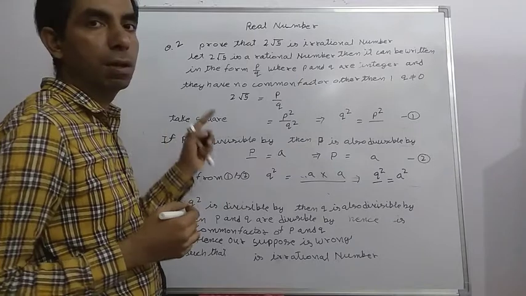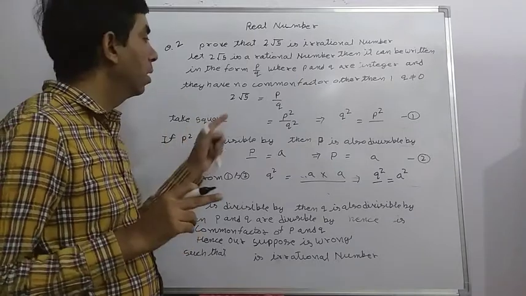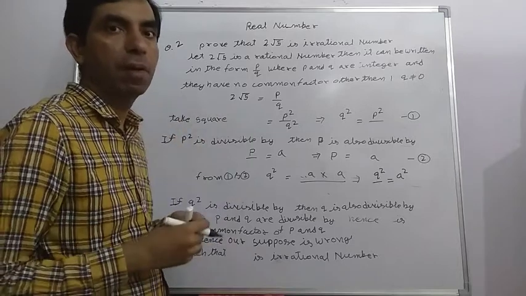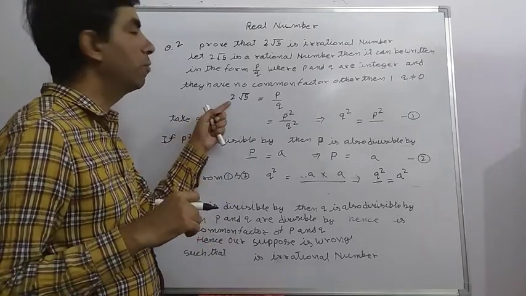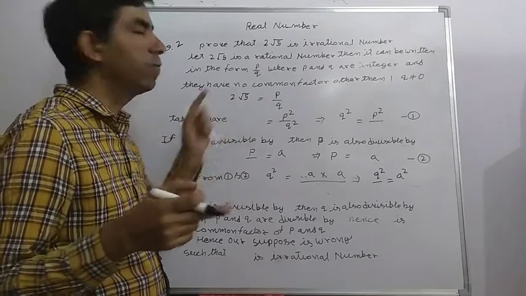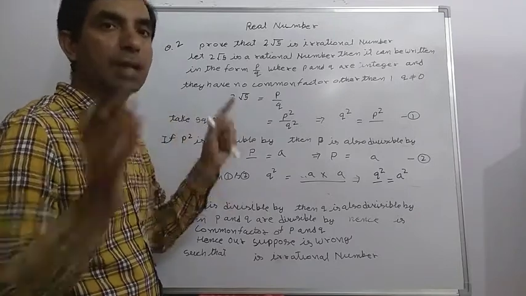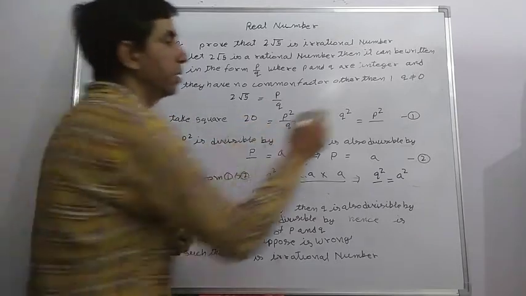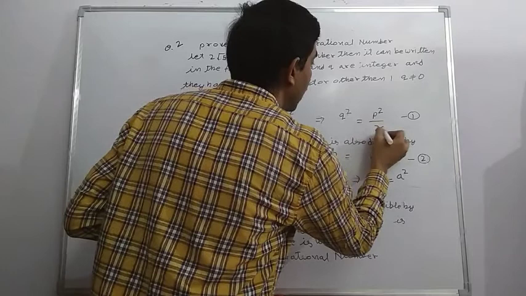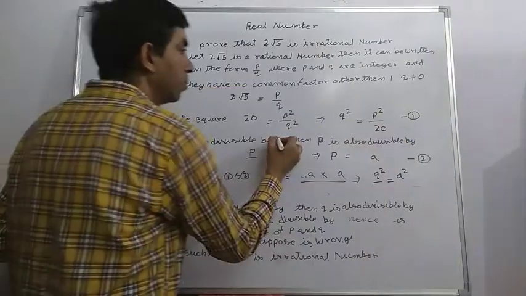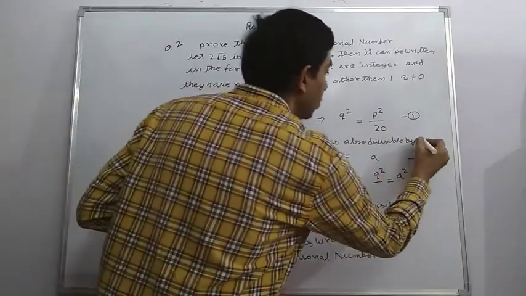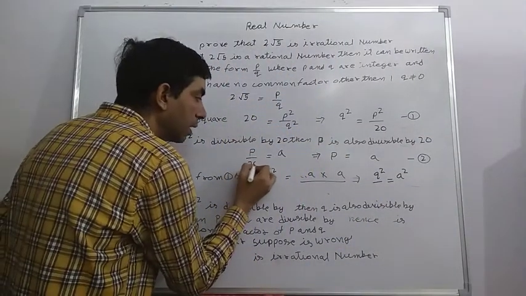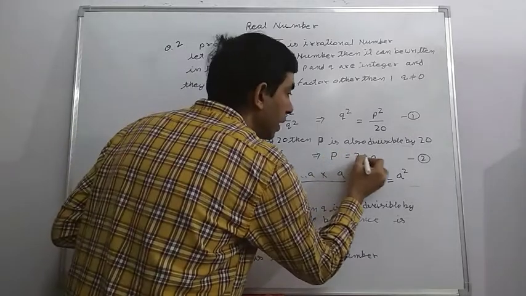Take the square. In squaring, we know that the square of a root is itself, but the square of any other number is different: multiply by itself. Means the square of 2 is 4 and the square of root 5 is 5. Then 4 and 5 multiplied give 20. Here we get the answer 20. Then write here 20. Here P square is divisible by 20, then P is also divisible by 20. P upon 20 equals A, means P equals 20A.